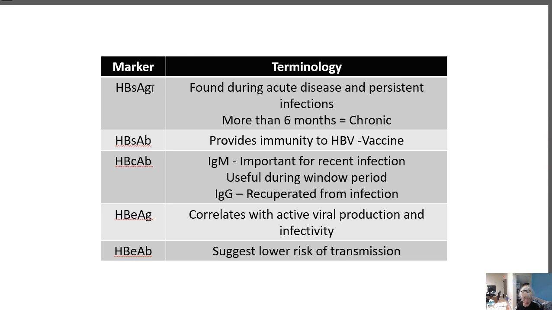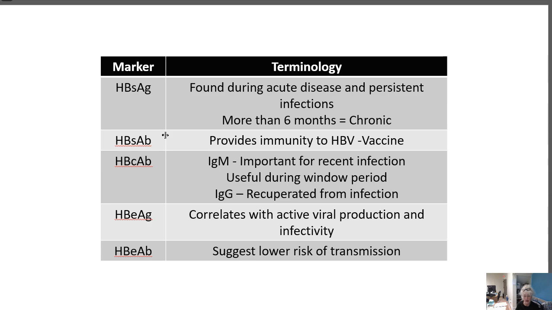So, markers, hepatitis B surface antigen. Okay, think about it. Hepatitis B surface antigen. This is not protective. This is not good. It's found during acute disease and persists in infection. More than 6 months, if this guy's still around, it's chronic. Hepatitis B surface antibody. Well, that's good. We have an antibody that our body made. It provides immunity, as does the hepatitis B vaccine.